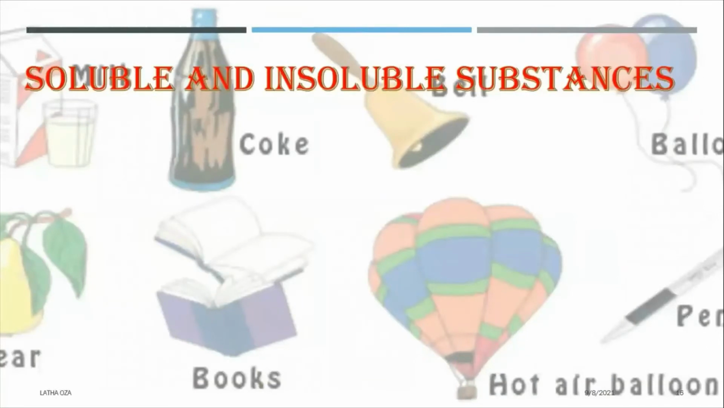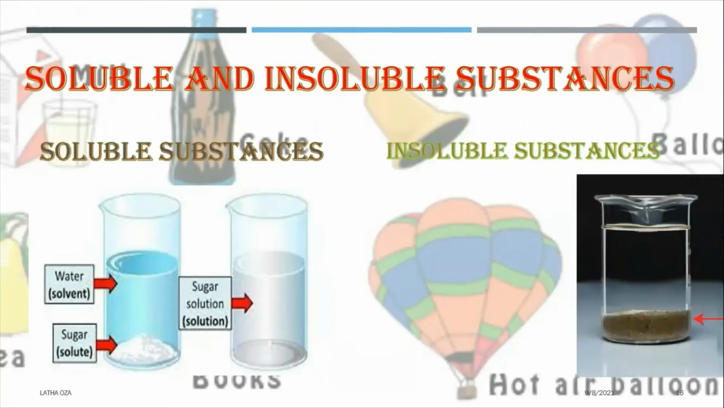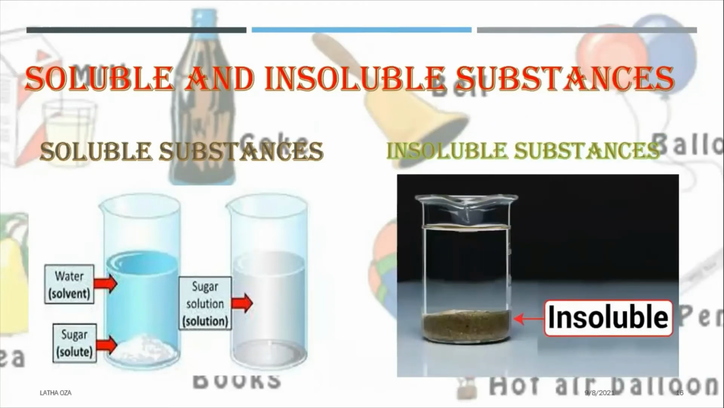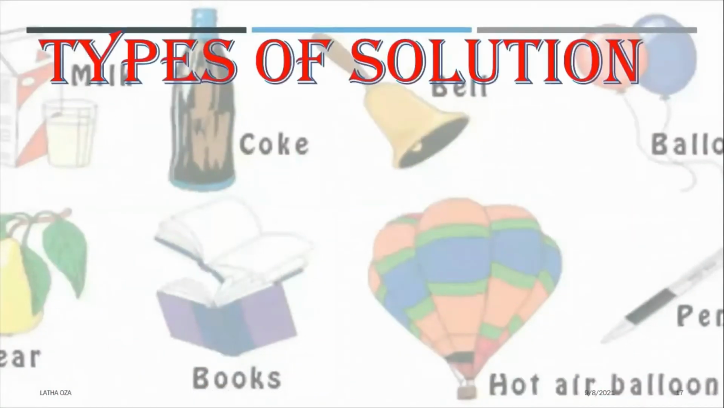Soluble and insoluble. Let us take water and add sugar to it. Sugar will dissolve in water. So, sugar molecules are soluble in water, so it is called a soluble substance. What is insoluble? Substances which do not dissolve, like if we add mud in water, it will not dissolve. They are called insoluble substances.